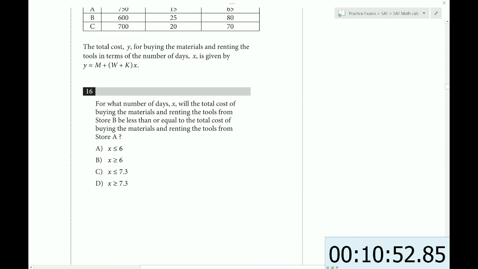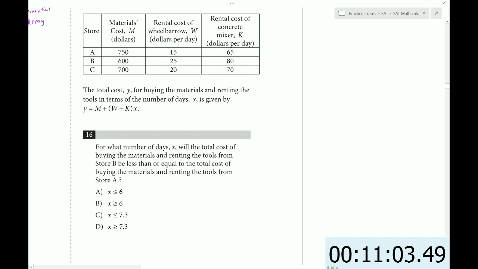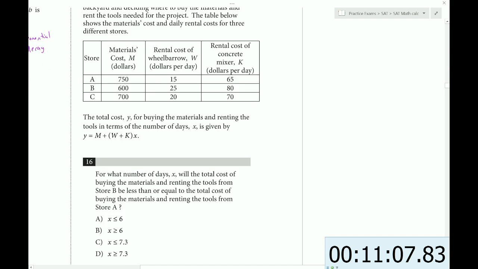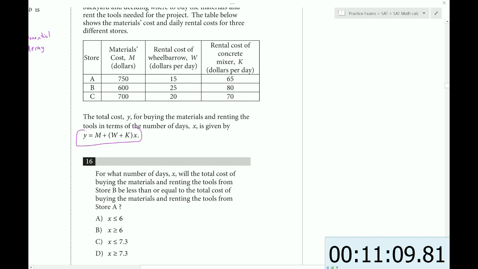Let's see. For what number of days x will the total cost of buying the materials and renting the tools from store B be less than or equal to the total cost of buying materials and renting the tools from store A? Okay, so total costs are given by this equation.